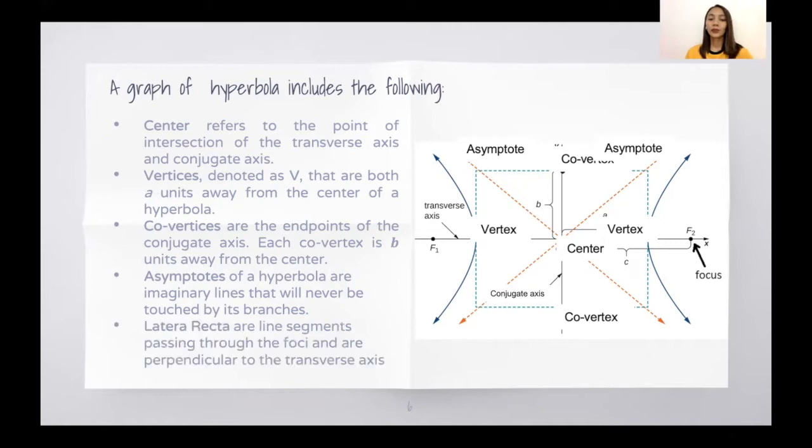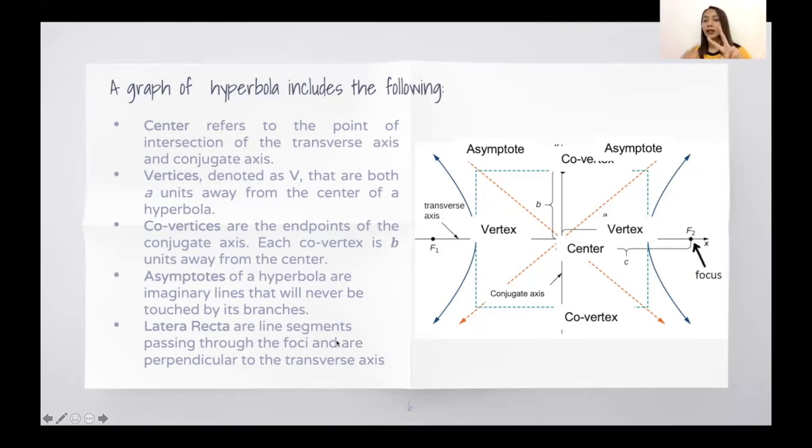Okay? And also, we have the latera recta. These are the line segments passing through the foci and are perpendicular to the transverse axis. So, mostly kapag naghahanap po tayo ng coordinates and equations of a hyperbola, we usually find the endpoints of the latera recta. Okay? So, si latera recta po, usually nakalocate siya dito. Yan. Yung endpoints of the latera recta. Or here. Dito pala, sorry. Ito yung foci. Usually, nakalocate sila dyan.